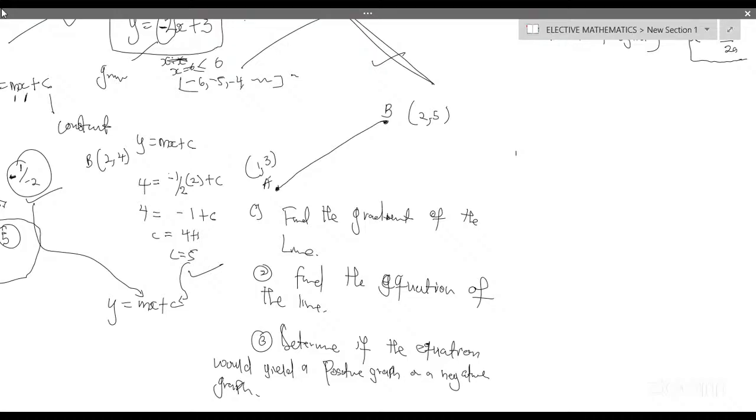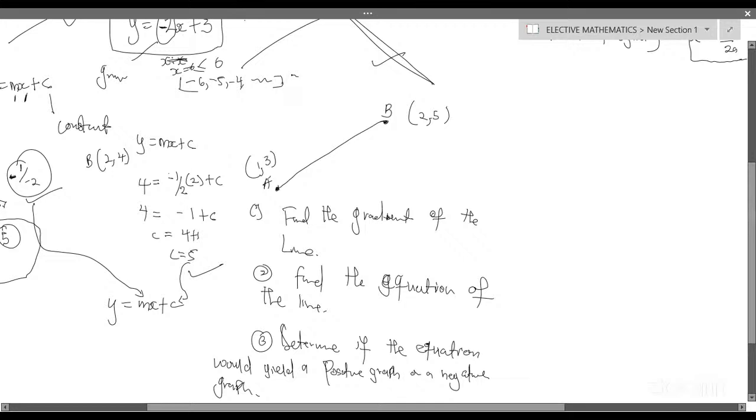Okay. So let's solve the work. So basically, we've been asked to find the gradient of the line. So sometimes you might not see the gradient of the line. You might see gradients of the function. Don't be confused. Okay.